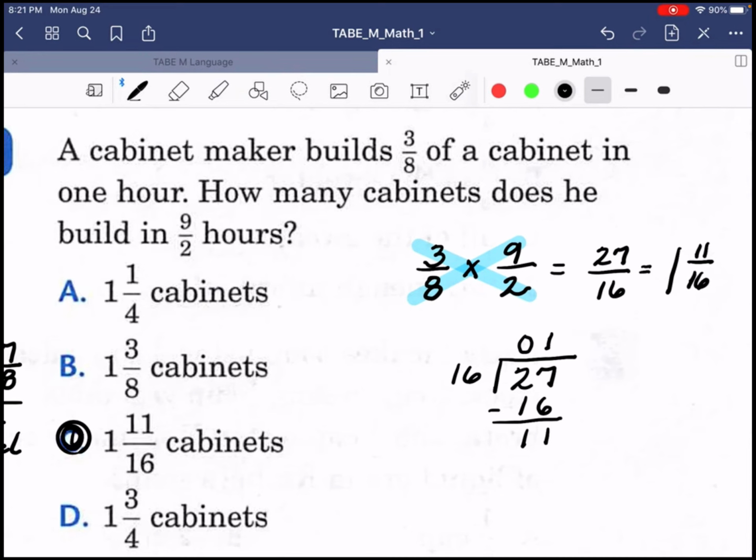And that is option C. I finally get around to marking it, don't I? This voiceover stuff is strange.